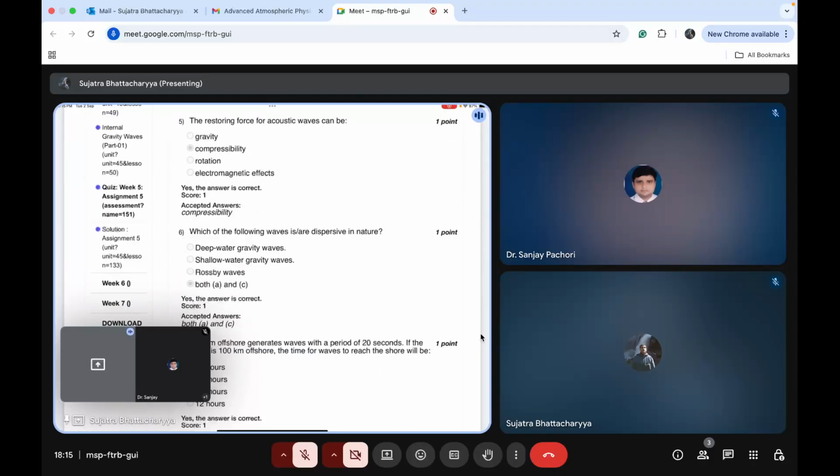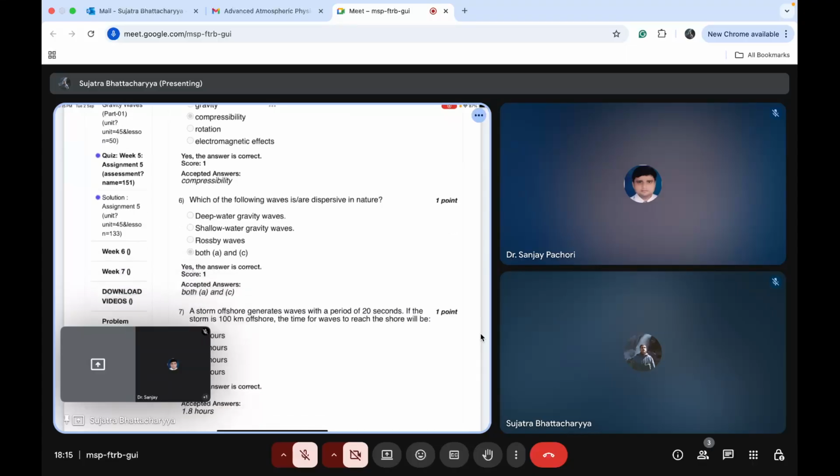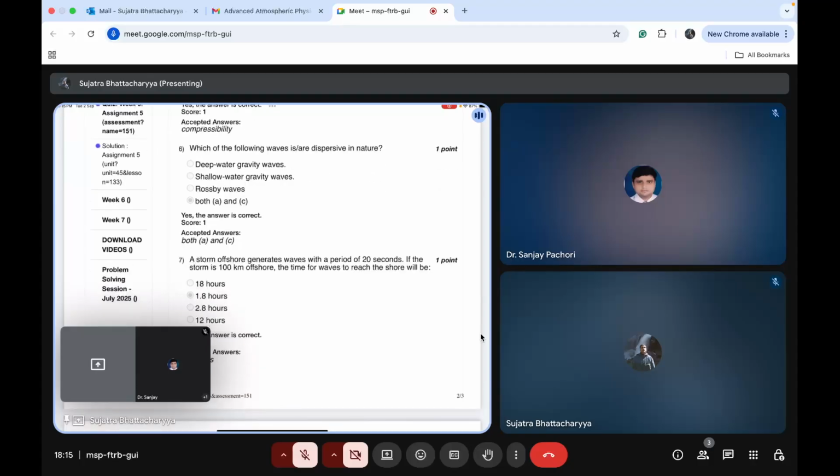Next, which of the following waves is or are dispersive in nature? Except for the shallow water gravity waves, all are dispersive in nature. We have seen the deep water gravity waves, they are dispersive in nature. But yes, Rossby waves we haven't seen, but they are dispersive in nature. I think while talking about dispersive waves, I gave an example of Rossby waves. So that is dispersive in nature. Okay. So only shallow water gravity waves, which we saw in the last session, are not dispersive waves. Same as the acoustic wave.